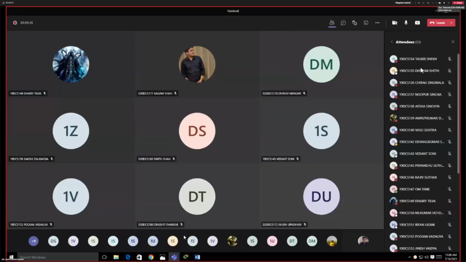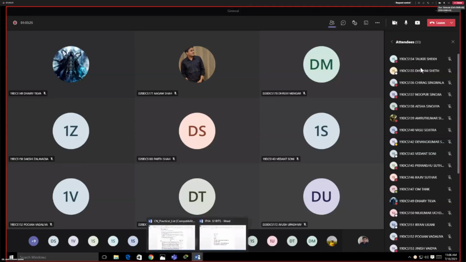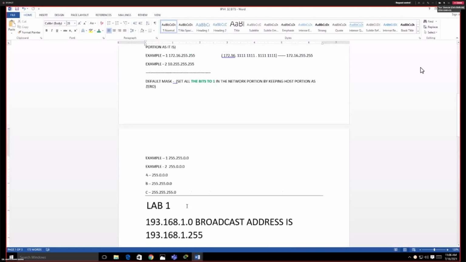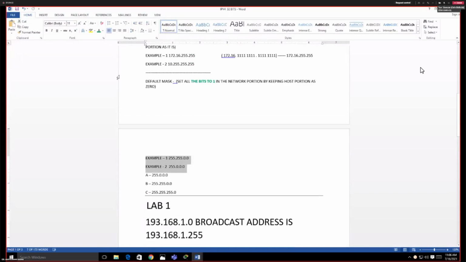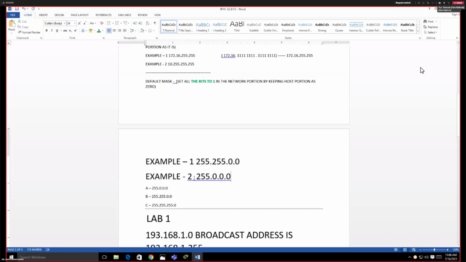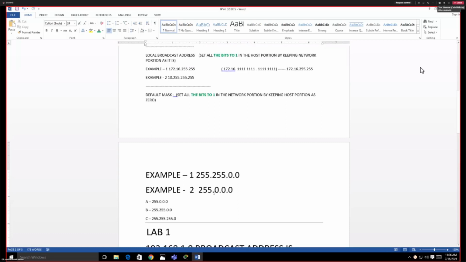So now my question to all of you is: what is the purpose of the default mask IP address? Consider the default masks which we derived for example 1 and example 2. Why is the default mask required? What is the purpose of the default mask?